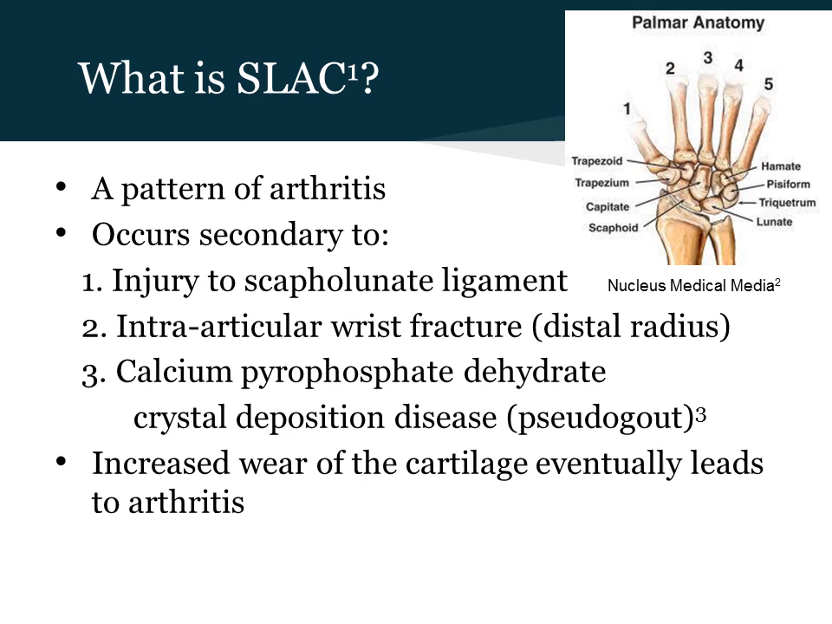Scapholunate advanced collapse is a pattern of arthritis in which the degenerative changes occur in the same order every time. It can occur after an injury to the scapholunate ligament, after an intra-articular wrist fracture, or as a result of pseudogout. The main problem with all of these different causes is that the scaphoid does not rest within the scaphoid fossa properly, which leads to altered wrist kinematics and eventually causes destruction of the articular cartilage.